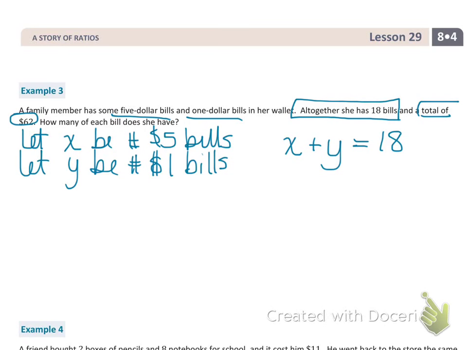So how am I going to express the amount of money she has using my variables? Think about that for a minute.